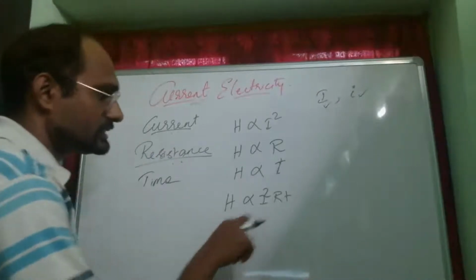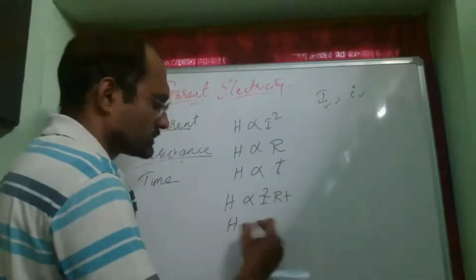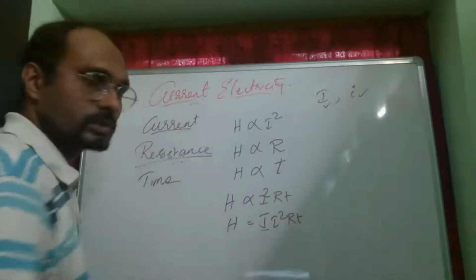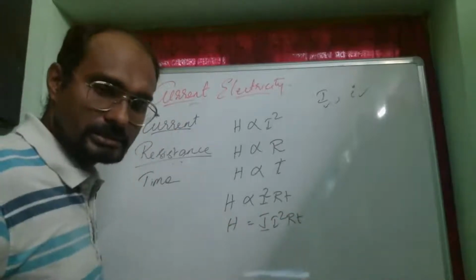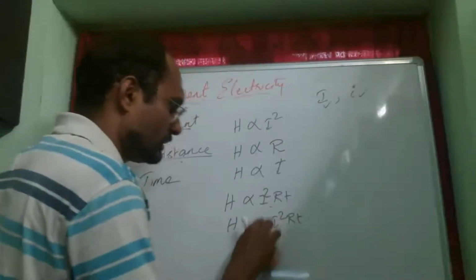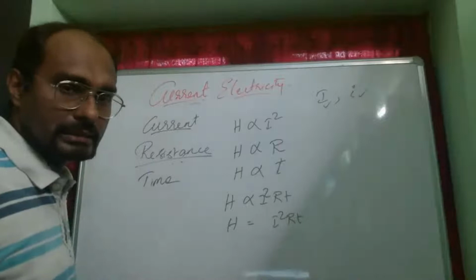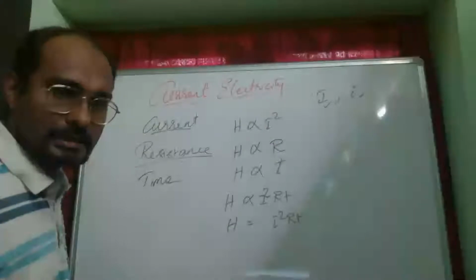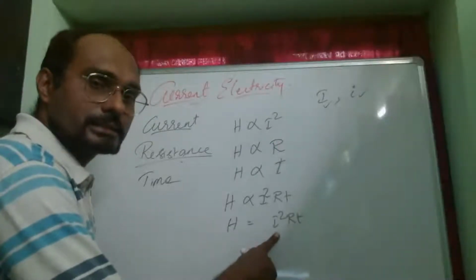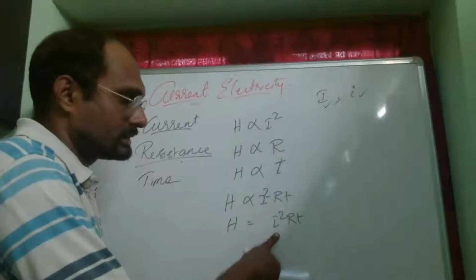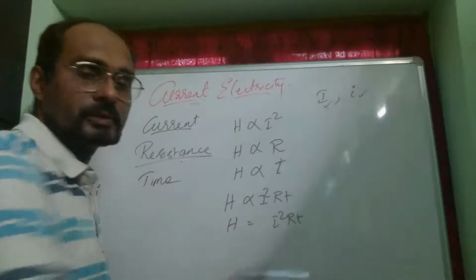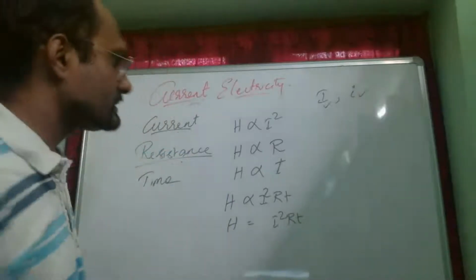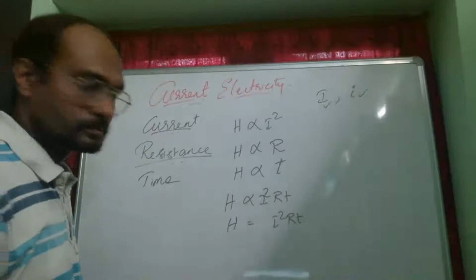So H is proportional to I square RT, and H is equal to a constant J into I square RT, where J is called Joule's constant. Anyway, for your syllabus as of now, this J does not come into play. It is H is equal to I square RT. So the amount of heat produced by the current carrying conductor is dependent on the square of the current flowing through the conductor, the resistance of the material, and the time for which the current is flowing.